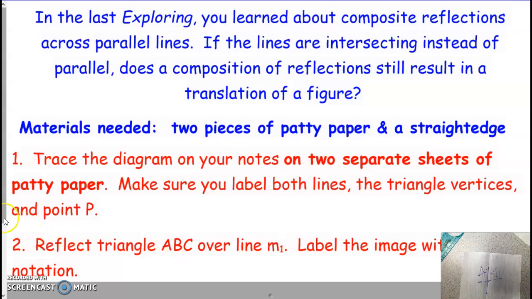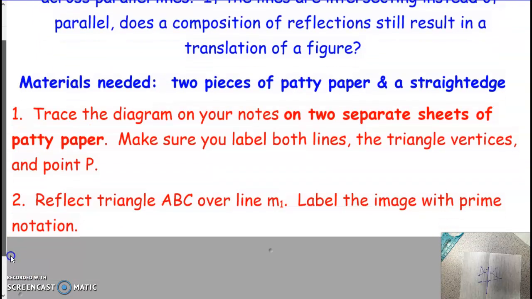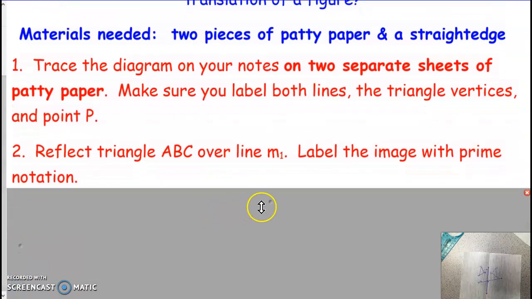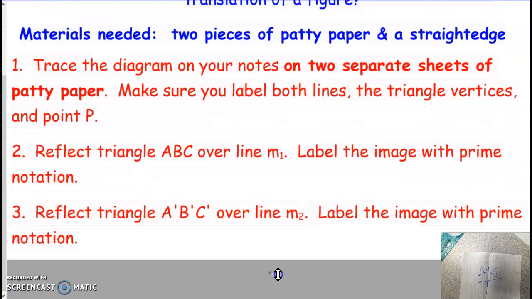Okay, so now that we've reflected it, now we're going to reflect it again over line M2. So we're not going to reflect the pre-image. We're going to take the one we reflected with the primes and we're going to reflect it again.